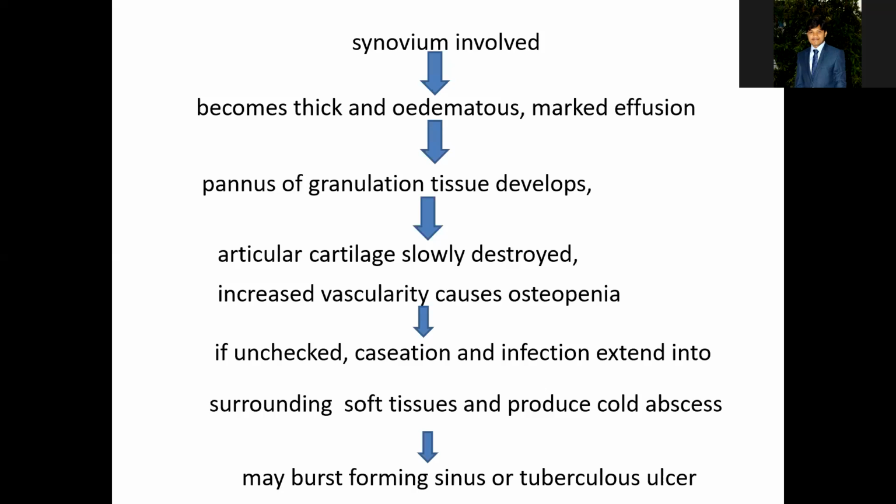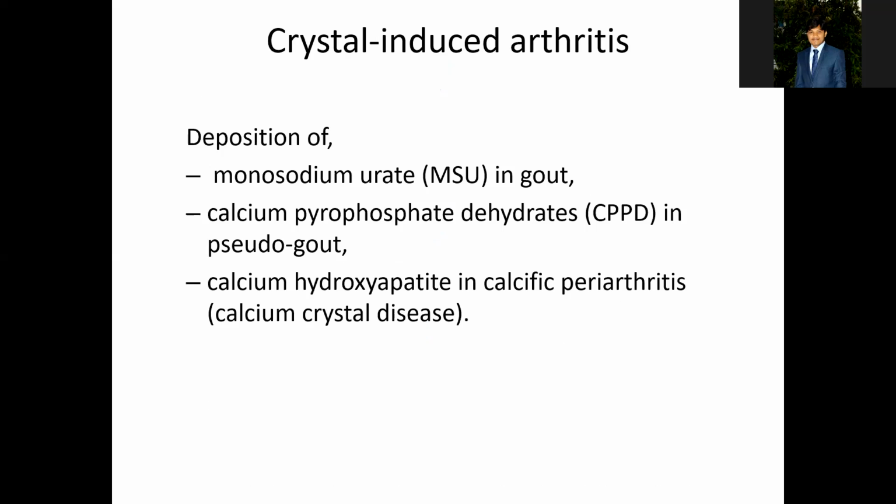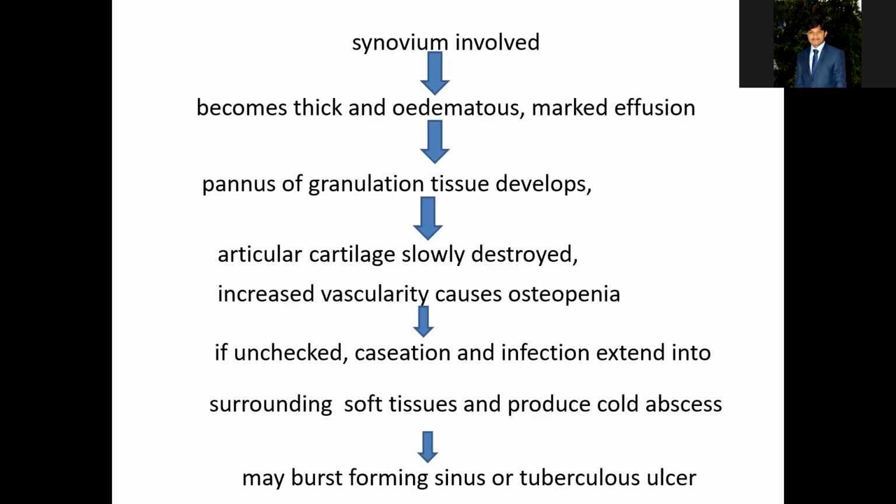If treatment is inadequate, then caseation and infection extend into the surrounding soft tissue and produce cold abscesses. Cold abscesses may burst, forming a sinus or tuberculous ulcer. The stages of tuberculous arthritis are the stage of synovitis, the stage of early arthritis, and the stage of advanced arthritis. Advanced arthritis has pathological subluxation and dislocation, and the terminal stage is gross arthritis. Tuberculous arthritis presents with the triple deformity of the knee: valgus, external rotation and flexion of the knee, associated with posterior subluxation of the tibia.